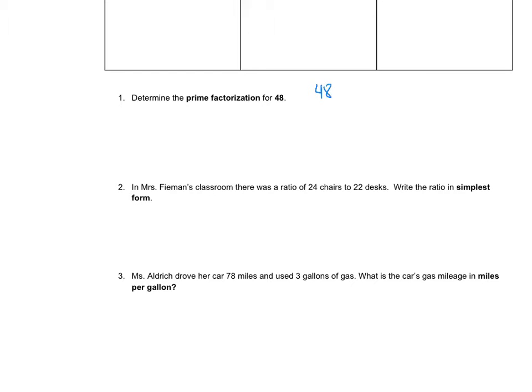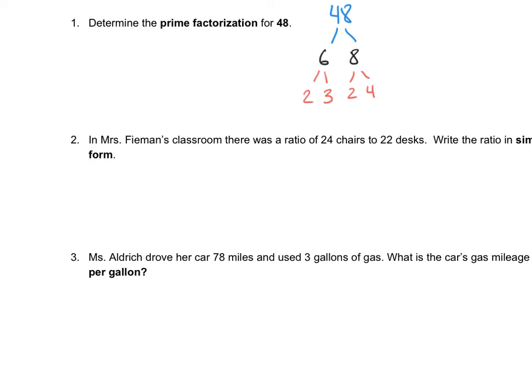If I'm finding the prime factorization for 48, you can start whatever way you want. I'm going to start with 6 times 8, and then I'm going to break it down till I get to my prime numbers. So remember, you have to keep going as far as you can. Now, once you get all of your prime numbers, I'm going to circle them here. And I have 4 2's, so that's 2 to the 4th times 3. This is my prime factorization for 48.